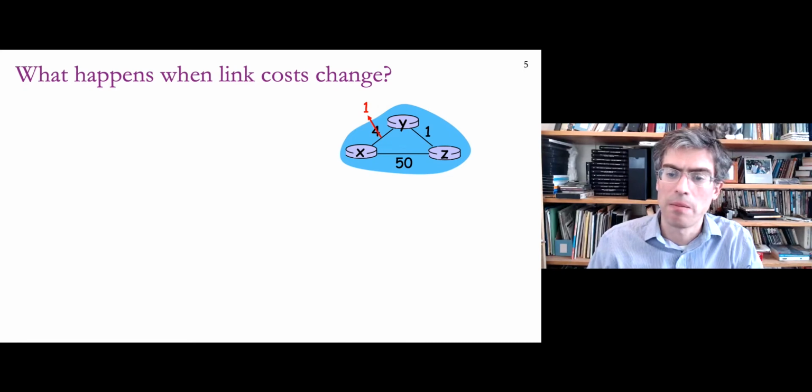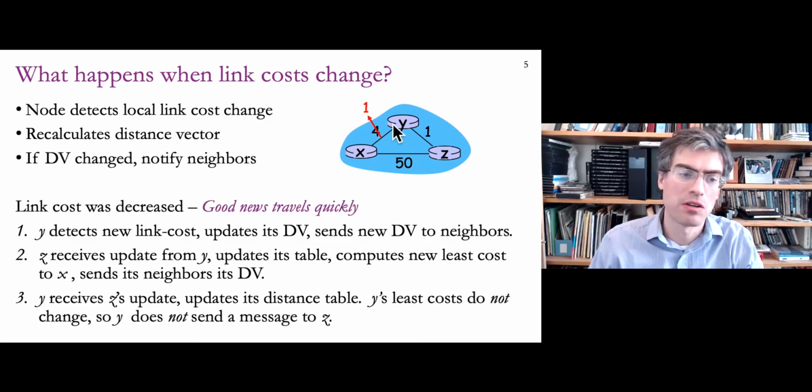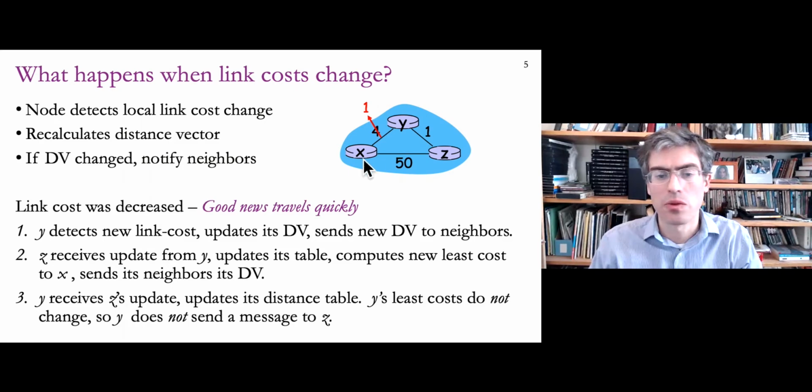Stop and think about that. Well, following the rules on the previous slide, X and Y are connected to this link, so they would notice a change. These nodes would recalculate their own distance vector because they have new information. And if their distance vector changed, they would notify their neighbors.